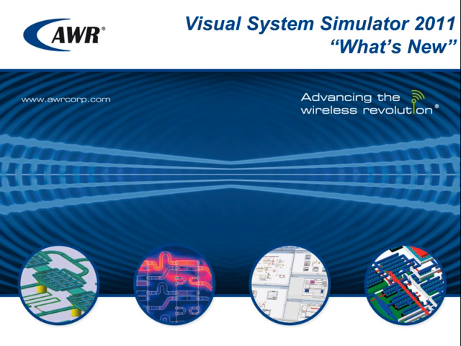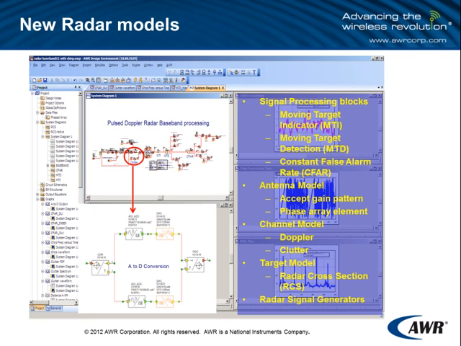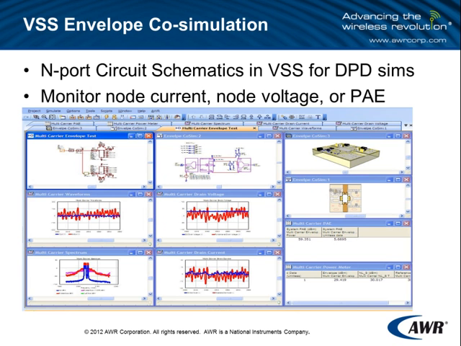I'd now like to move on to our VSS system simulator. We've added a number of really exciting features to VSS. Let me just give you a few of the highlights. Let's start with radar models. We now actually have a number of signal processing blocks besides just the RF components. So you can actually, for example, look at antenna models, which even can take a gain pattern, or channel models, target models. We have various radar signal generators in the software, and if you want to, you can even use LabVIEW, which now talks with VSS, to generate your own custom signal generators.